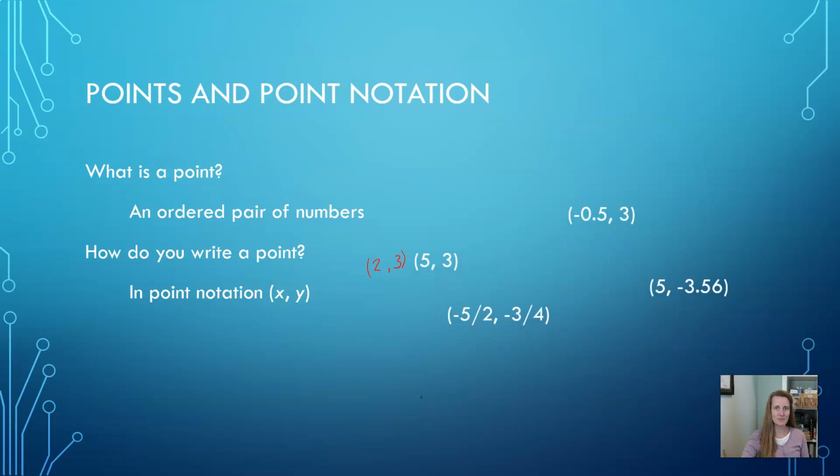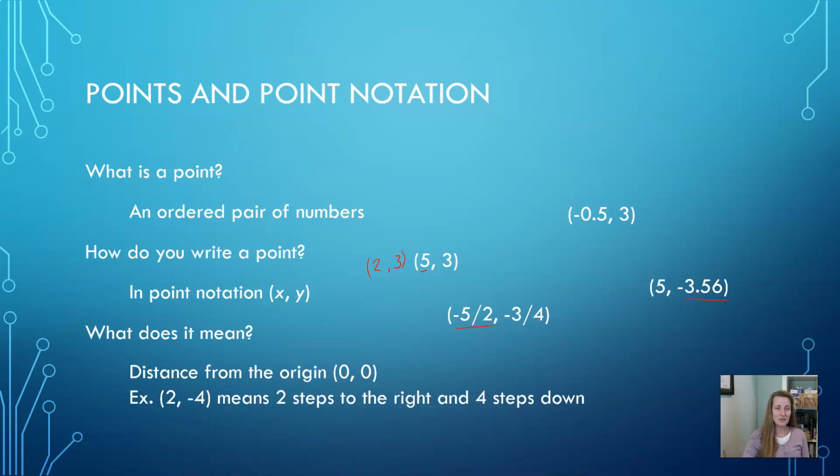Here's some examples. They can be integers, they can be fractions, positive or negative, they can be decimals, they can be irrational. All those things will create a point. What does it mean? What does that point mean? Well, it's the distance from the origin.